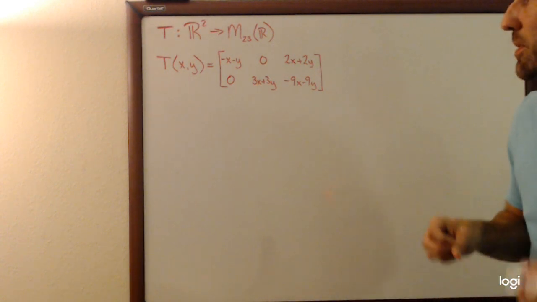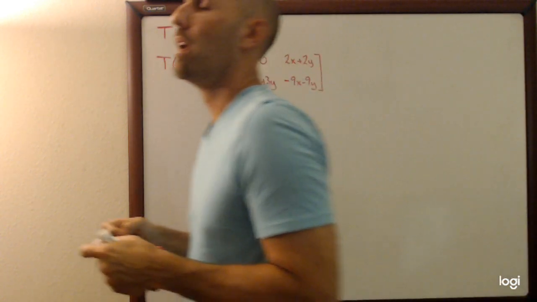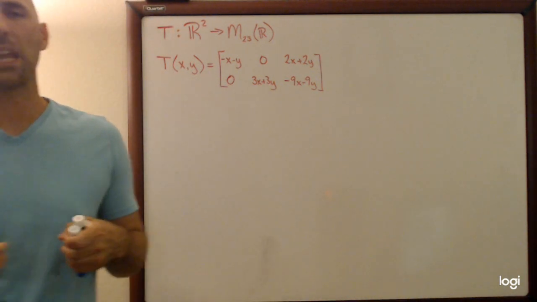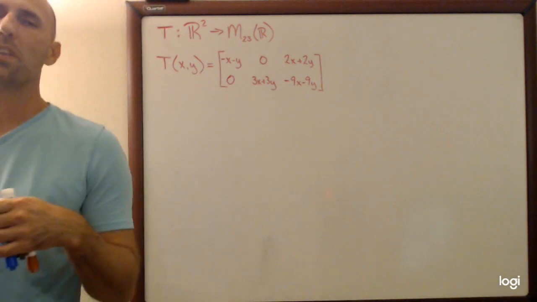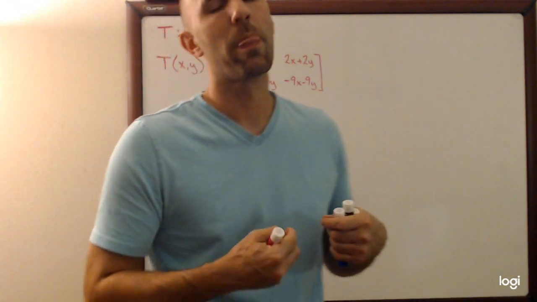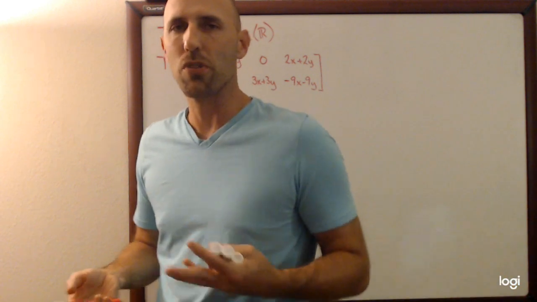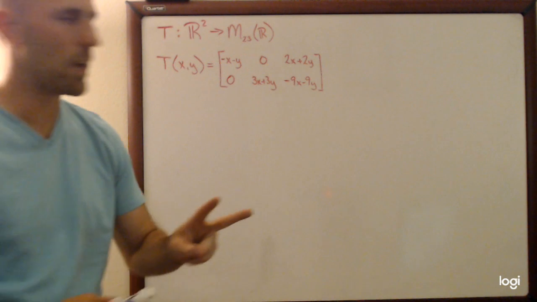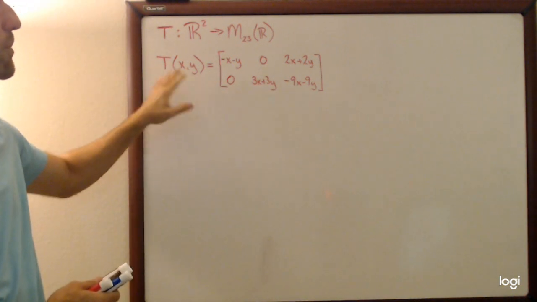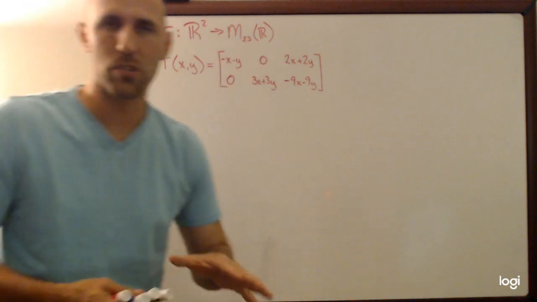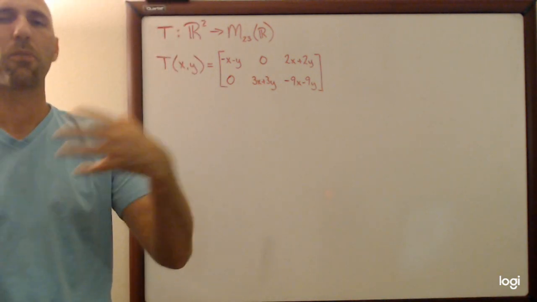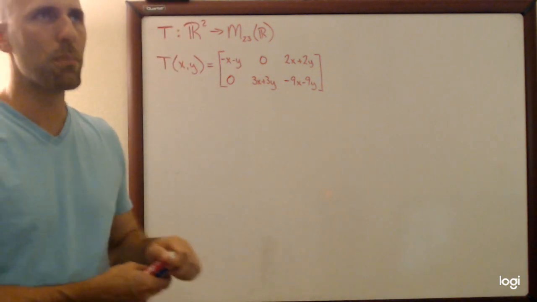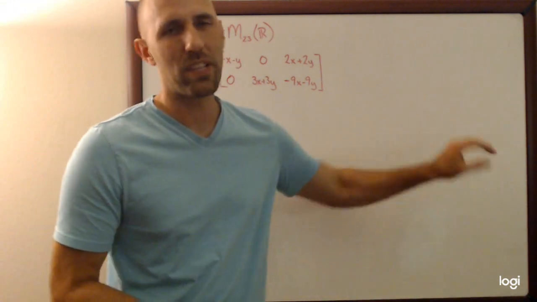Now, real quickly, I do want to mention something. It's useful for us to consider the size of the space for our domain and the size of the space for our range, because you cannot create more dimensions than you started with. For example, in this case, R2 is 2-dimensional. The things in R2 have 2 components. M23 is 6-dimensional. There are 6 free choices when you're making a 2 by 3 matrix.